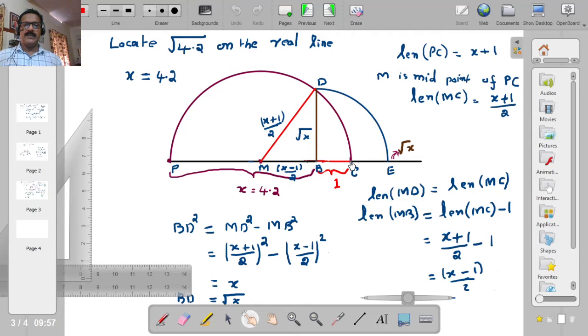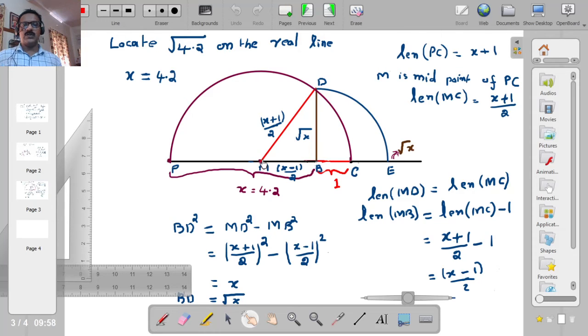Now our next aim is to find the midpoint of the line segment PC. PC has a length of 5.2 units, so the midpoint will be at a distance of 5.2 by 2 units away from P. We have to divide PC into 2 equal segments.